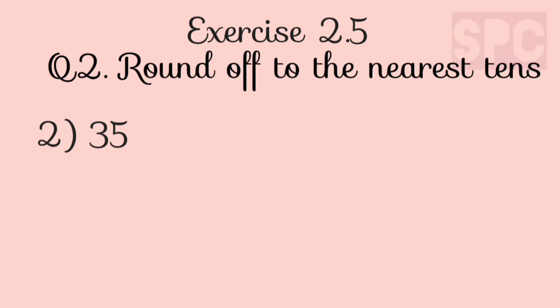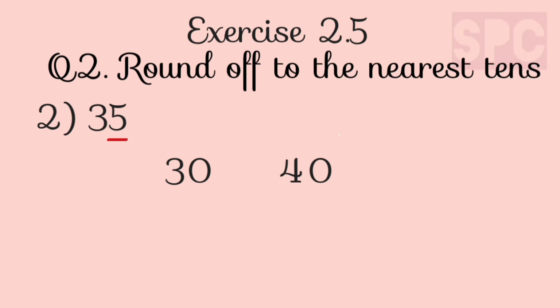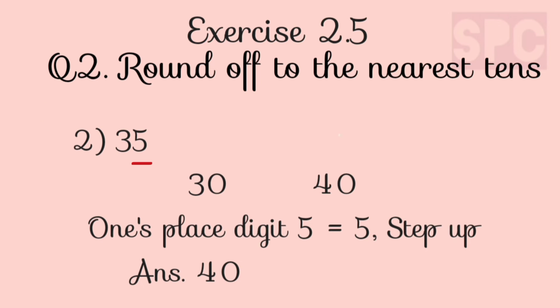Let's round off 35. Now again we will see the digit at ones place. The digit at ones place is 5. So we know that if the digit at ones place is 5 or more than 5, then we step up. So since 35 lies between 30 and 40, after rounding off 35, we will get 40.